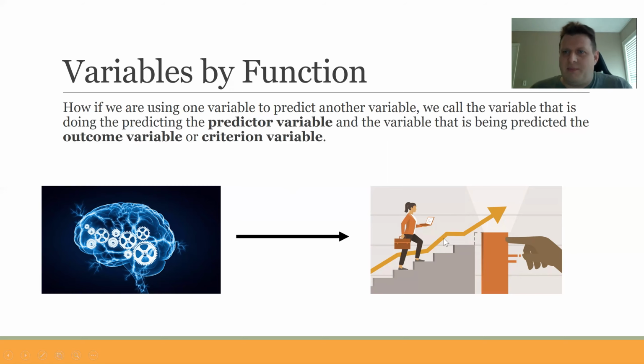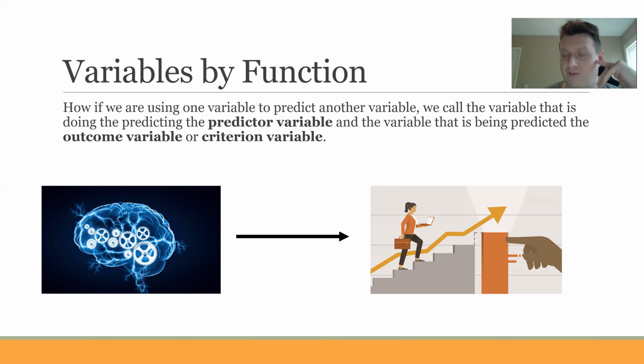Here we're going to change the name of our variables a little bit. We're going to call the variable that we're using to predict our outcome the predictor variable. Intelligence here is our predictor variable for job performance. And job performance, the thing that we're looking to predict, is our criterion variable, sometimes called outcome variable. You'll see people use outcome variable and criterion variable interchangeably in the literature. So when we start to use prediction, we are going to start calling things predictor variables and outcome or criterion variables.